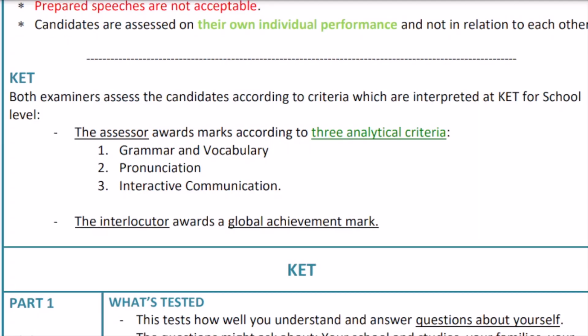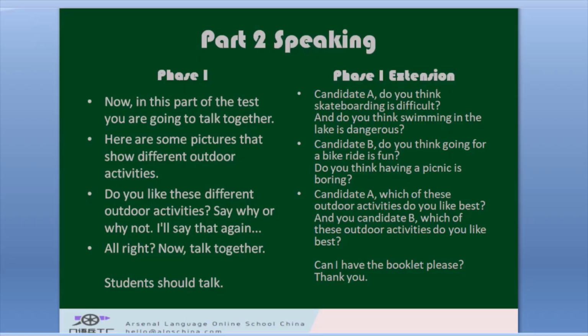By the way, before we proceed to part 2, let me tell you that there are 3 analytical criteria that will be used to assess our students if they'll pass this test or not. These are first, grammar and vocabulary, second, pronunciation, and third, interactive communication. Don't worry, I'll be discussing these criteria on our next training for CAT scoring.